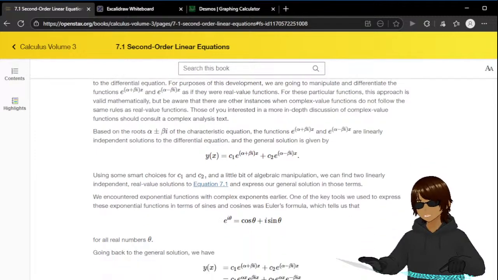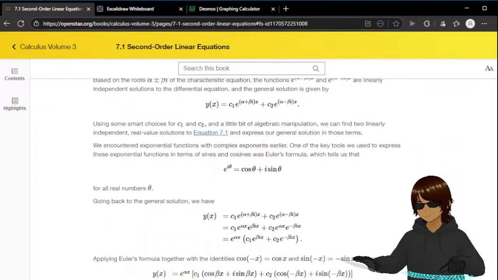Based on the roots alpha plus or minus beta i of the characteristic equation, these two functions are linearly independent solutions to the differential equation, and the general solution is given by this. Using some smart choices for C1 and C2 and a little bit of algebraic manipulation, we can find two linearly independent real valued solutions to equation 7.1 and express our general solution in those terms.